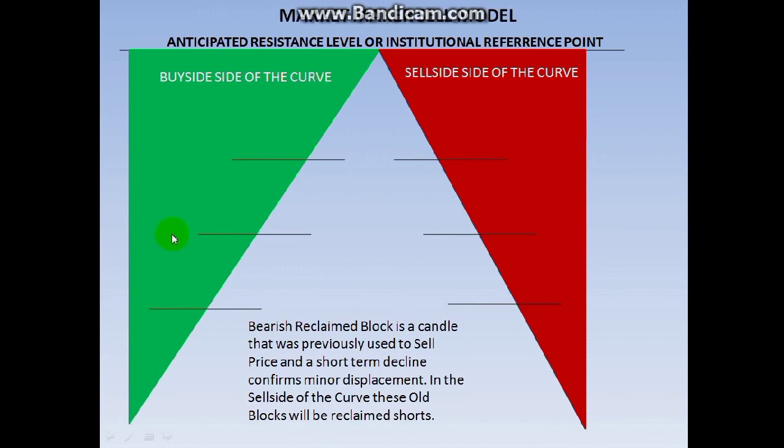So now as price goes up, as it starts retracing, those bearish order blocks that were used to sell price short, that created that short-term decline. As we go into the sell side of the curve, price is going to mash up those bearish order blocks. You are going to reclaim them. They are going to recapitalize on it. That is just how it works.